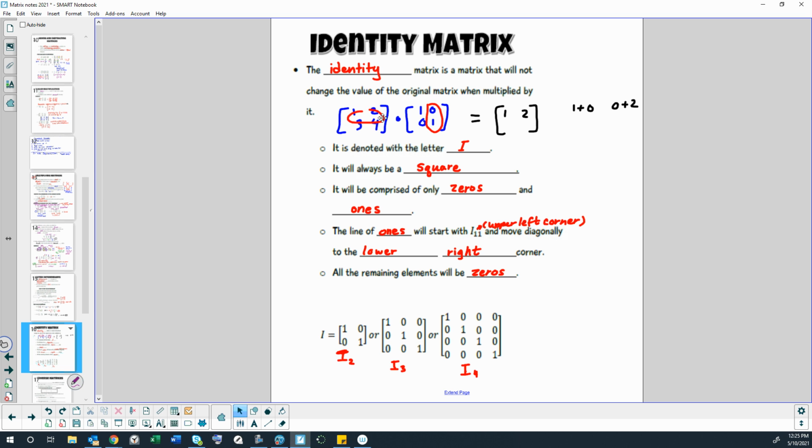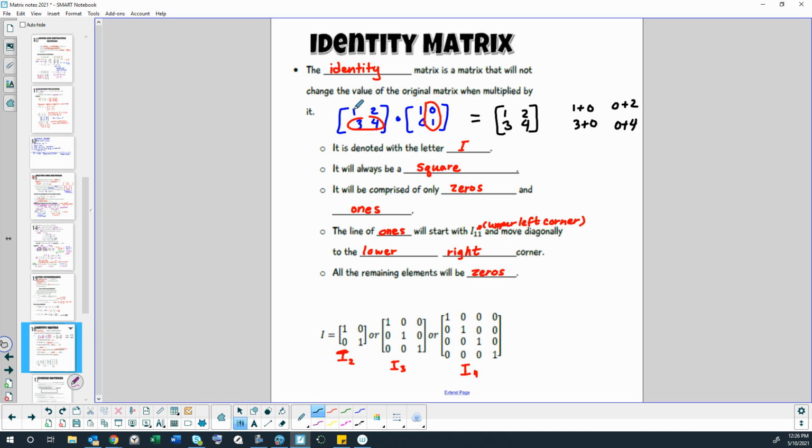Then I will move down to the second row, back to the first column. So 3 times 1 is 3, and 4 times 0 is 0. So that would be 3 plus 0, which is 3. And then bottom row, second column, so 3 times 0 is 0, and 4 times 1 is 4.